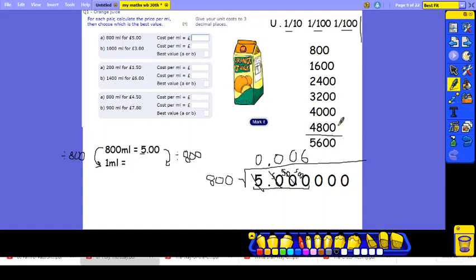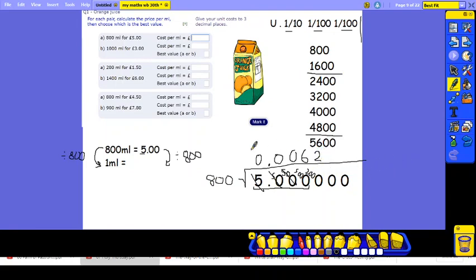So from 4,800 to 5,000, I've got a remainder of 200. So I'm going to place that into my next column. Ooh, 200. So I'm now going to look at how many times 800 goes into 2,000. 1, 2, and there it stops. So I know that this number would go in 2 times. I don't need to then continue.